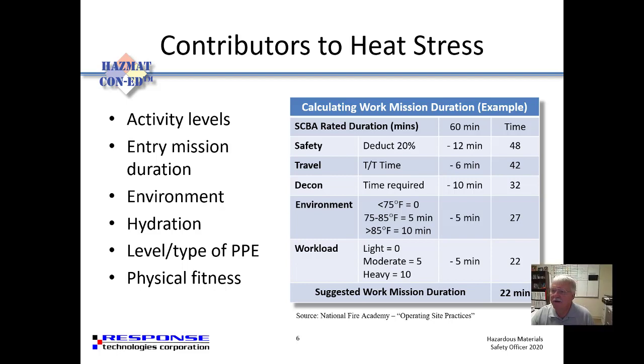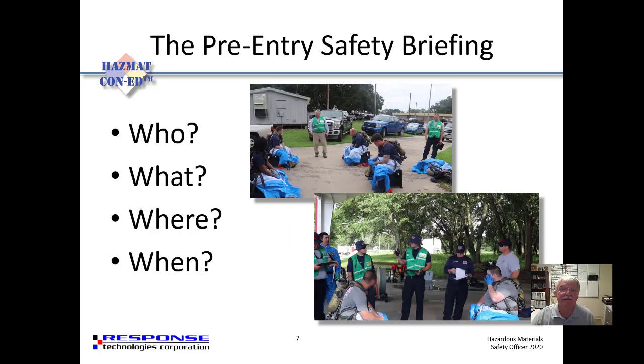Once we've got this all figured out and we've got our site safety and control plan developed and the incident action plan has been identified, then it's time to get people ready to go downrange. And that means that now it's time to do that pre-entry safety briefing. Now, who does that? In your organization, it may differ. It may be the entry supervisor, it may be the hazmat group leader, but the safety officer has to be present to make sure all the components of the site safety and control plan are addressed.